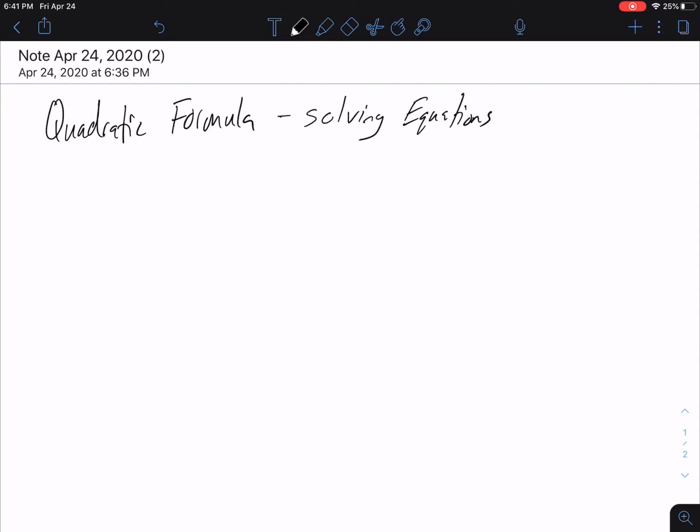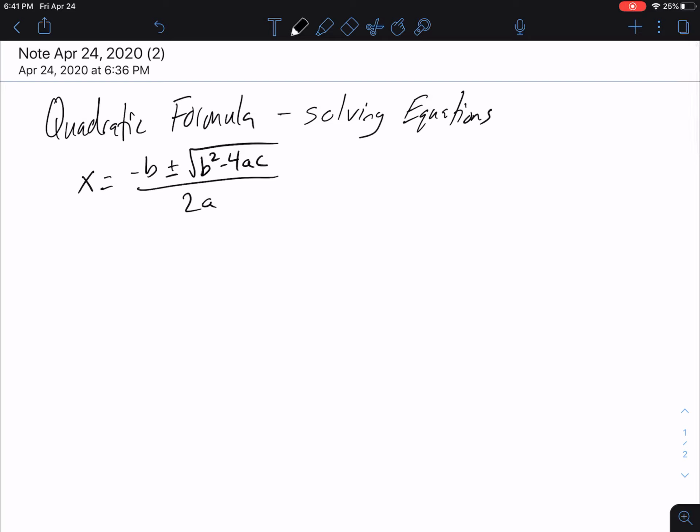So with the quadratic formula, what we're looking at, if you don't remember, is x equals negative b plus or minus the square root of b squared minus 4ac all over 2a. Now, where do the a, b, and c come from? Well, they come from a quadratic equation. Quadratic just means highest power is 2. So it comes from a polynomial equation that looks like this: ax squared plus bx plus c equals 0, where a, b, and c are just numbers.